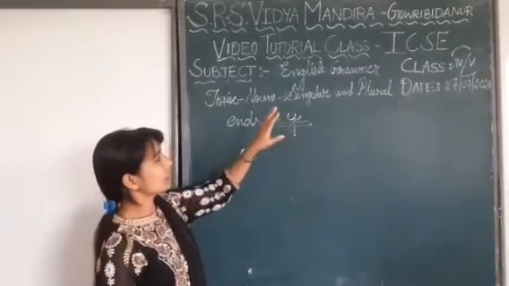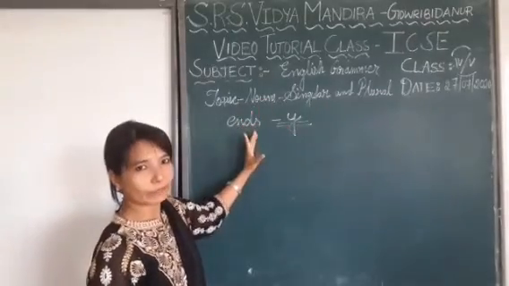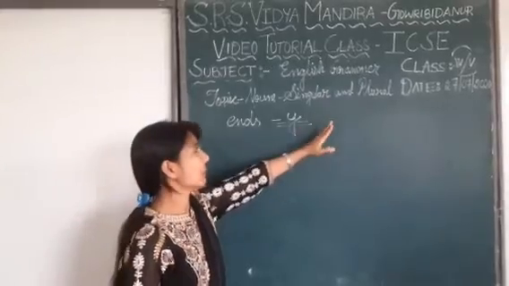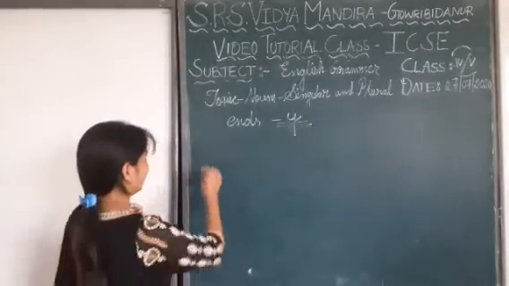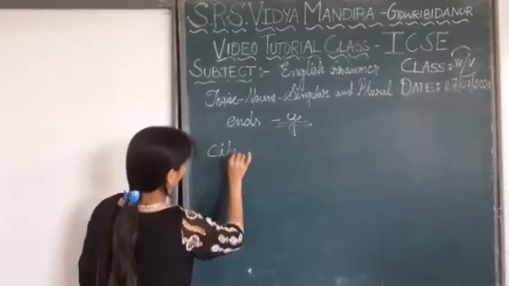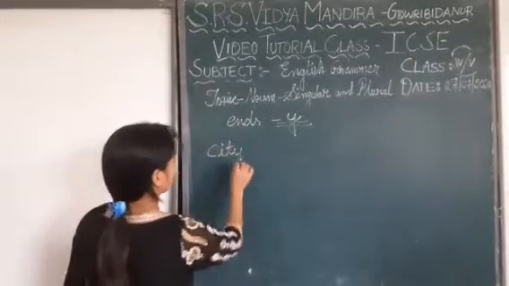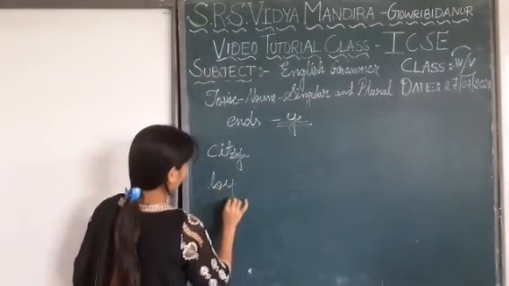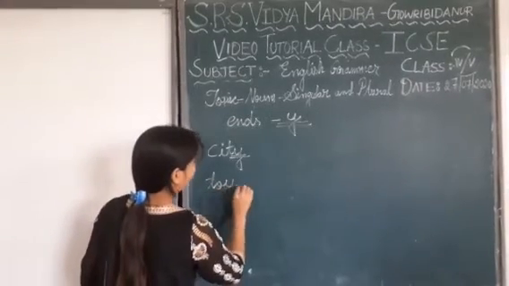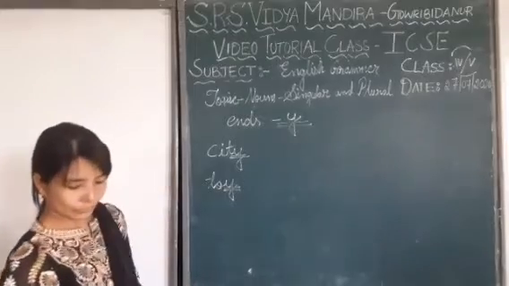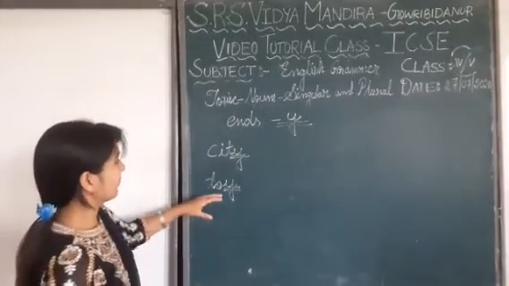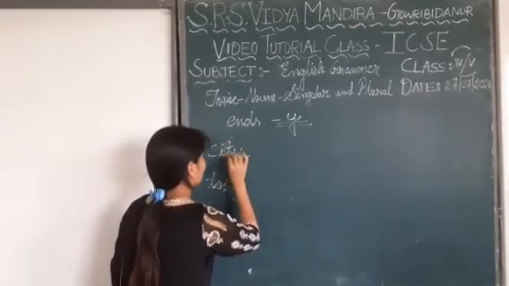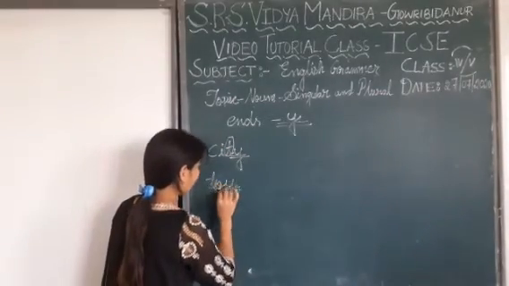But when the word ends with y and before the y there is a consonant, then we have to change this y into i, then plus es. For example, city. This is a word ending with y. And again, toy. This is also a word ending with y. So what is the difference? Before the y, we have to check what the letter is. In city it is t, and in toy it is o.